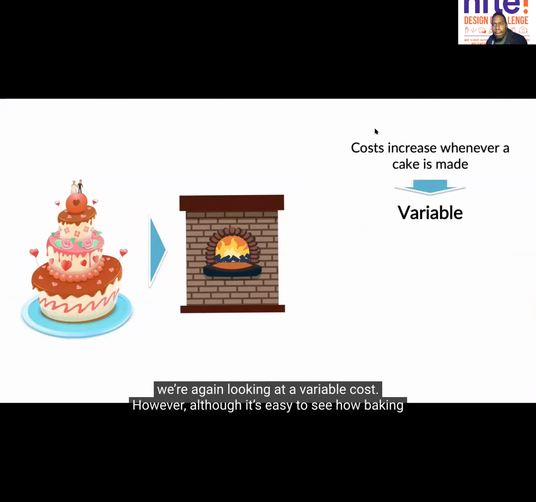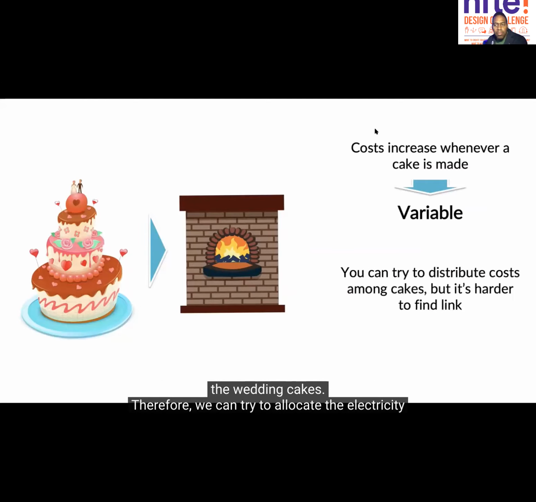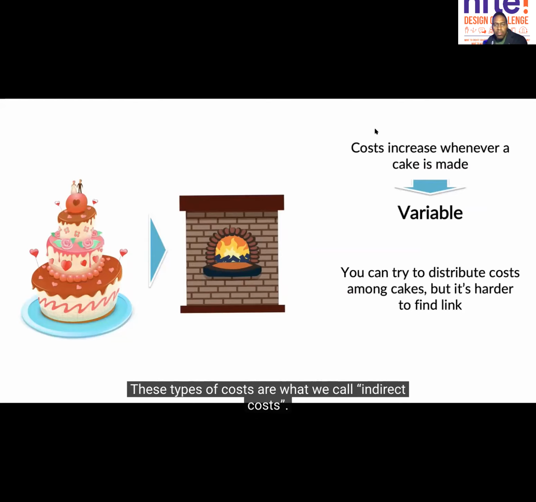However, although it's easy to see how baking more cakes drives costs up, it's a lot harder to say what part of our electricity bill corresponds to a cake, since electricity is needed for so many other things besides baking the wedding cakes. Therefore, we can try to allocate the electricity costs to wedding cakes, but it's not so easy, and it requires some judgment. These types of costs are what we call indirect costs.